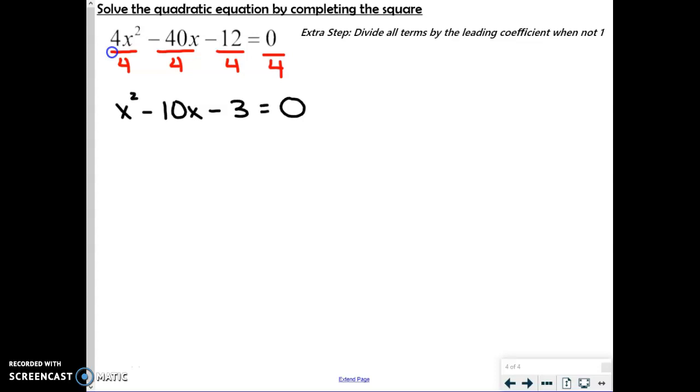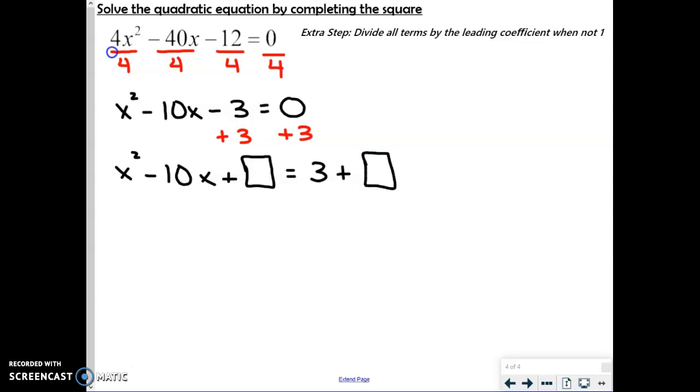And what that allows us to now do is to solve this by completing the square. So let's go through the process we just had on the previous screen. First thing is we are going to move that negative 3 to the other side. So we add 3. That then leaves us with x squared minus 10x plus something is equal to 3 plus something.